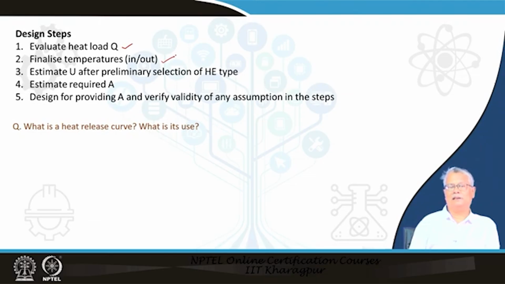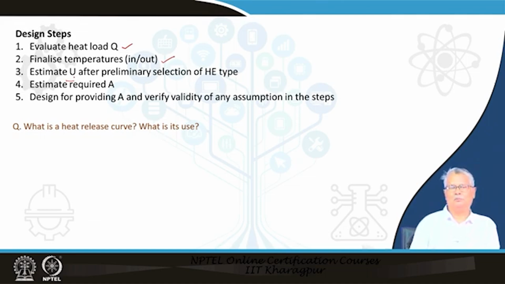The next step is a preliminary selection of the heat exchanger type, whether it is a double pipe or a shell and tube, or if it is a shell and tube, what type of it is. We make an educated guess, mostly based on our past experience with similar systems. We have a rough estimate of the overall heat transfer coefficient U after that, and then we go for evaluating it in more detail.